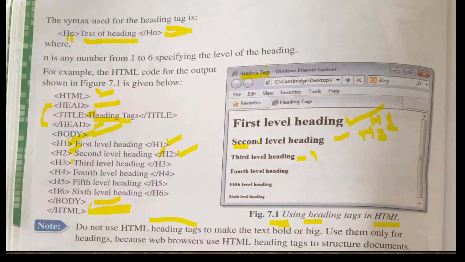H2, a little larger, but the largest is H1. H3, a little larger, but as you can see, these are the examples of the heading tag from H1 to H6. So it's up to you what number you will use to make a heading in your website.